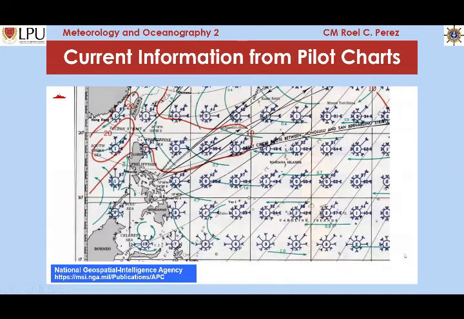Okay, in the Philippines, there are also predominant currents. We have also currents even here in the Balabac Pass. So we have also a strong current there, and so on. So this is only an example. I enlarged the pilot chart just for you to see.